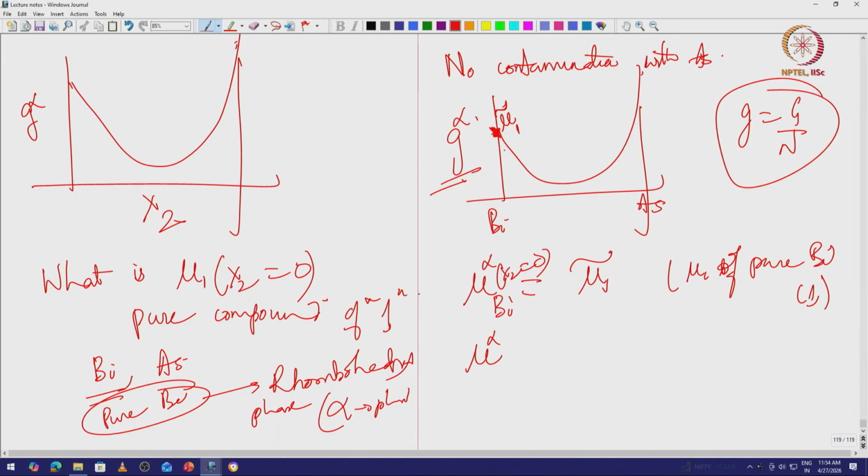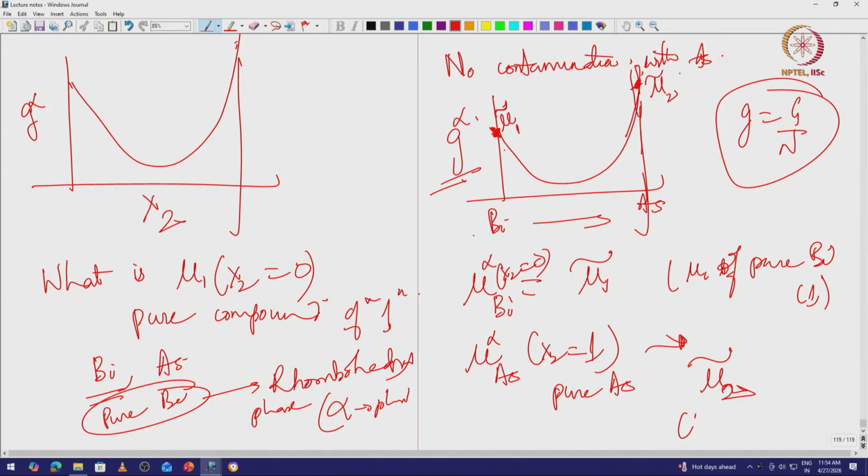So, now I ask you, what is the average free energy, or what is the chemical potential mu alpha in this phase, right. Looking at the average free energy curve of this phase of arsenic, when x2 equals 1, this is pure arsenic, and that is where this goes and hits the other pole, the arsenic pole. This is the bismuth pole, this is the arsenic pole, and from here to here it evolves from bismuth to arsenic, or x2 is increasing, okay. It hits the arsenic pole at mu 2 tilde, right. So, this is pure mu's, okay, all right.